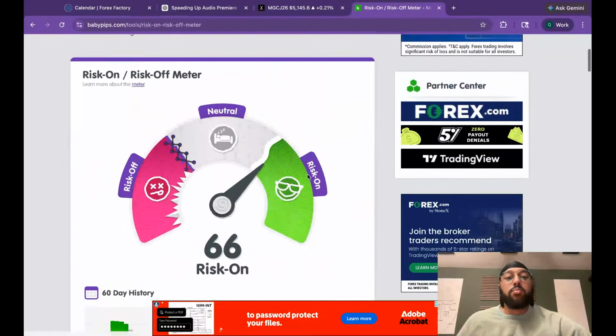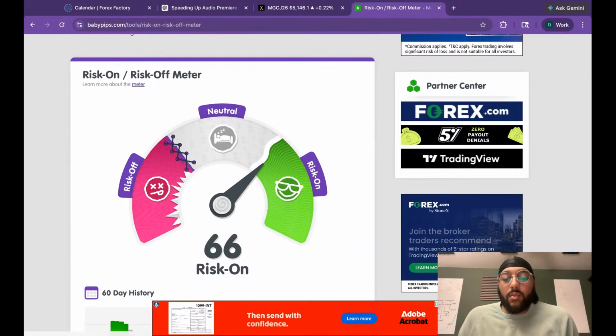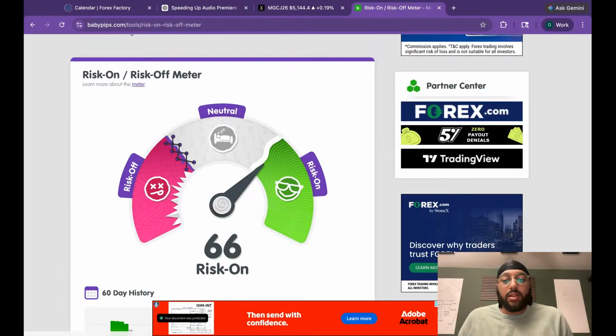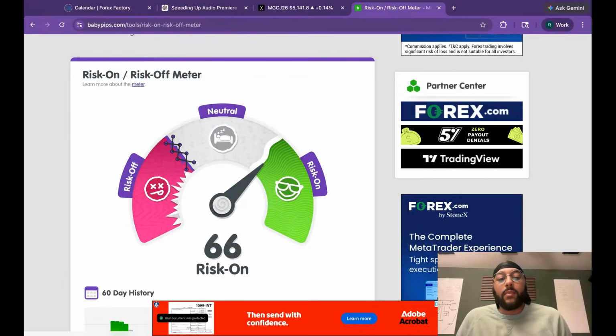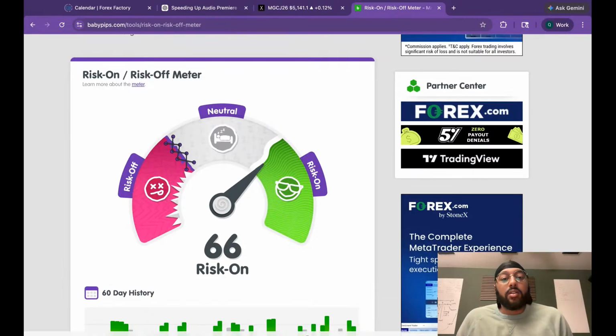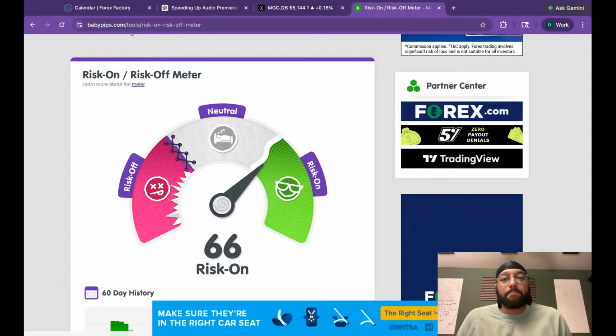So broadly speaking, without bringing in every other factor, which would be impossible with gold. But with gold, when we're risk on, gold's going to be going down. When we're risk off, gold's going to be going up. And that's just something for you to jot down and track for yourself.